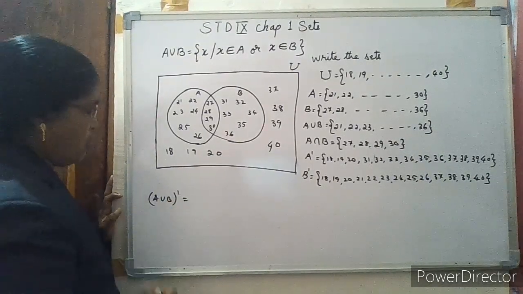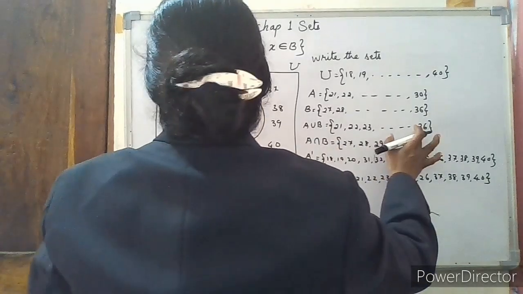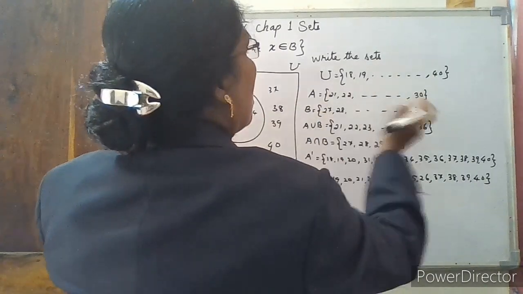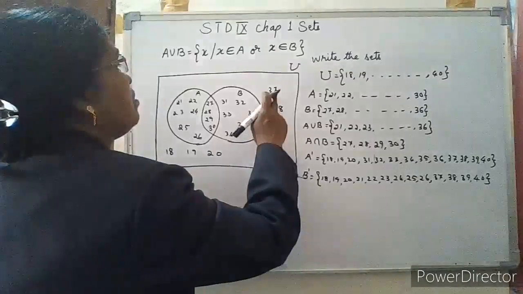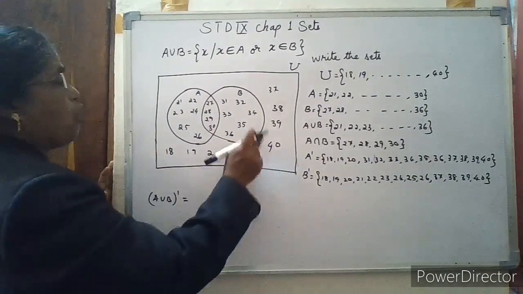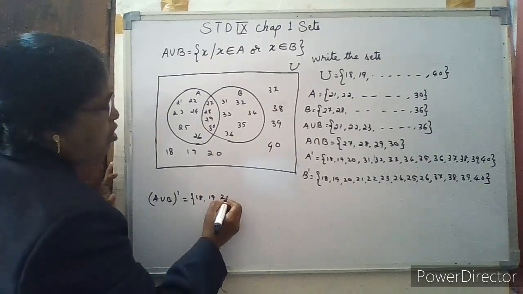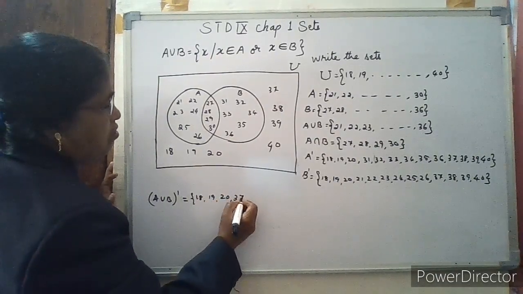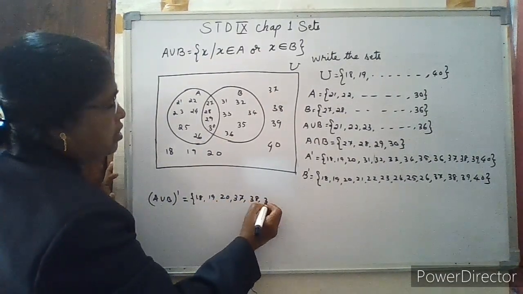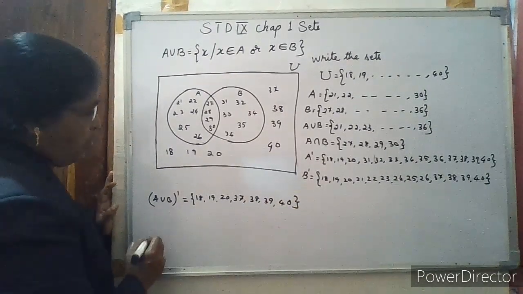A union B complement. A union B is 21 to 36. Rest all, the elements which are outside the circle, is A union B complement. So it is 18, 19, 20, 37, 38, 39, 40. This is A union B complement.